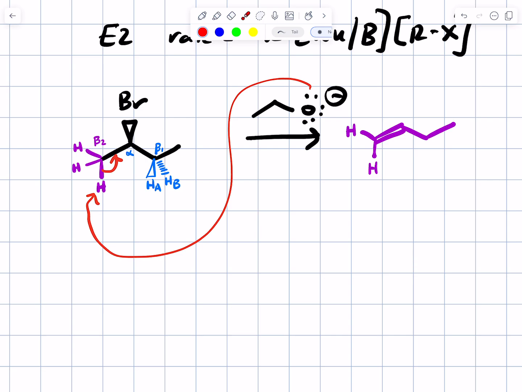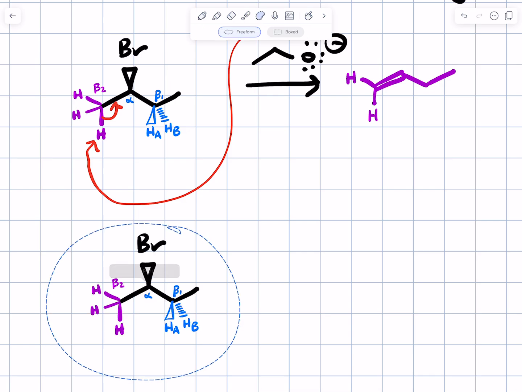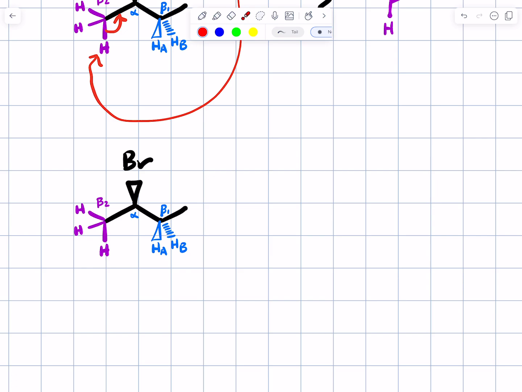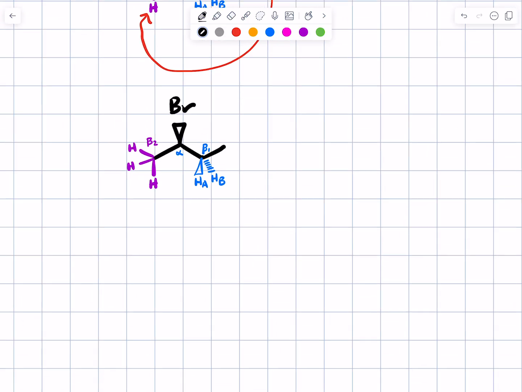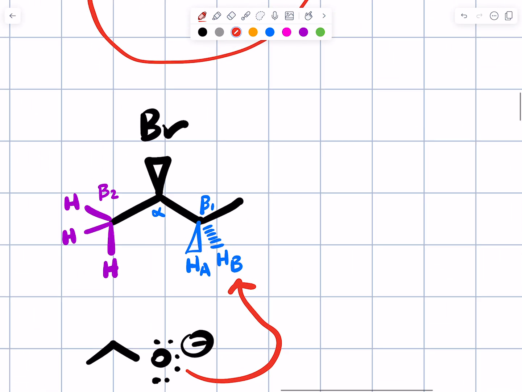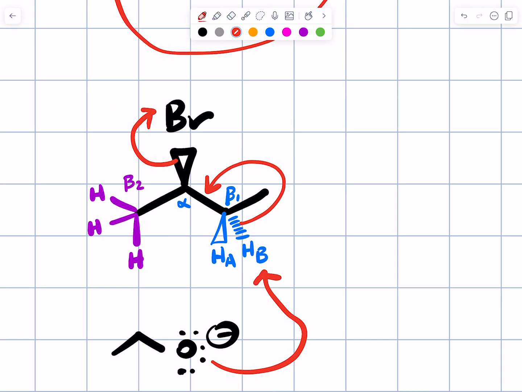Okay. Here's where it gets tricky, and you're going to need your 3D visualization skills. So let's redraw the molecule. As I've drawn it, on the blue beta proton, which of those 2 is anti to the leaving group? HB, okay? So that's the one that's going to get removed in this particular conformation of the molecule. So I'm going to show ethoxide removing HB. As that happens, electrons will kick down, form a new pi bond between alpha and beta 1, and then the leaving group leaves.